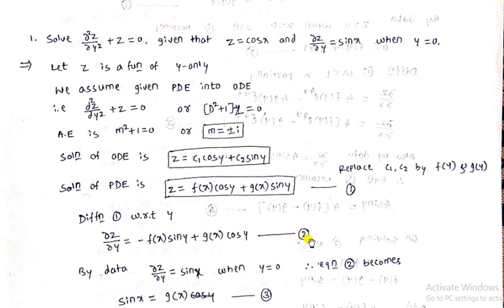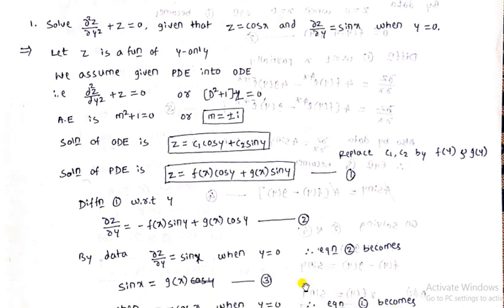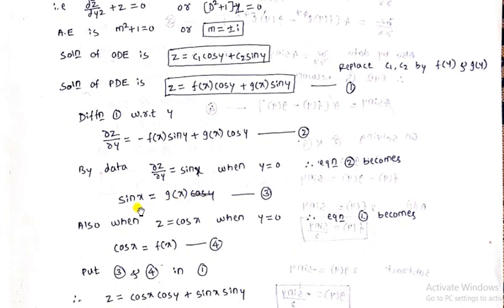Then we use the given data. ∂z/∂y = sin x when y = 0. So use these two terms in equation number 2. So ∂z/∂y is sin x, y is 0, that is sin x equals, substituting y as 0, sin 0 is 0 so the first term is 0, cos 0 is 1, so the only term is g(x). So our g(x) function is sin x.